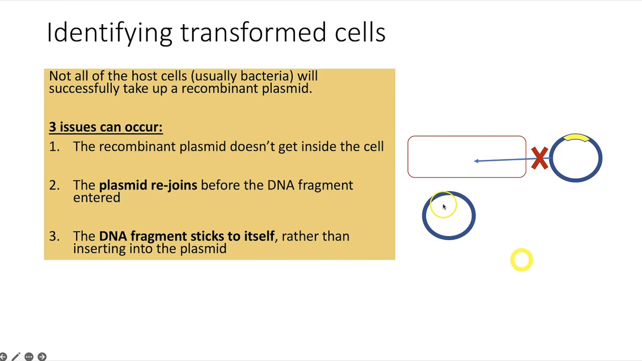Because sometimes when you cut open the plasmid, the sticky ends just rejoin back together and you get your original plasmid again. And then sometimes the isolated DNA fragment of interest actually loops around and its sticky ends stick together to make a very, very tiny plasmid, and that gets inserted instead of the recombinant plasmid. So that's why we have to identify the transformed cells, to make sure before we grow the bacteria en masse to create that protein of interest from the gene of interest, that you're definitely growing bacteria that contain the recombinant plasmid.